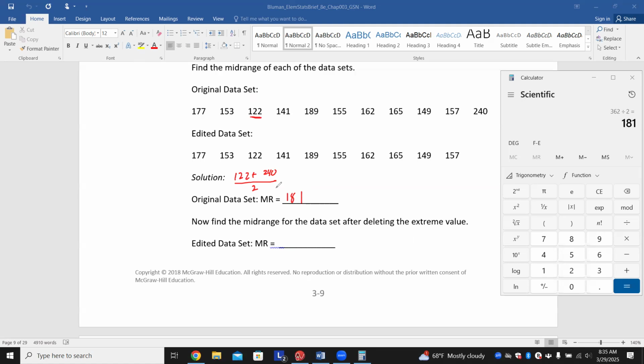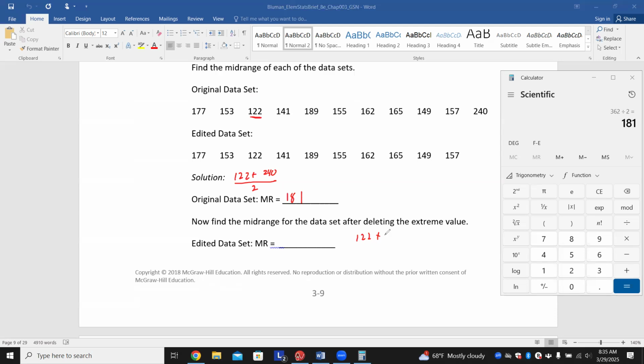So that kind of gives us an idea of where the average might be. Then we can do the same thing with the edited data, this time 122 plus the largest number this time would have been, is that 189?